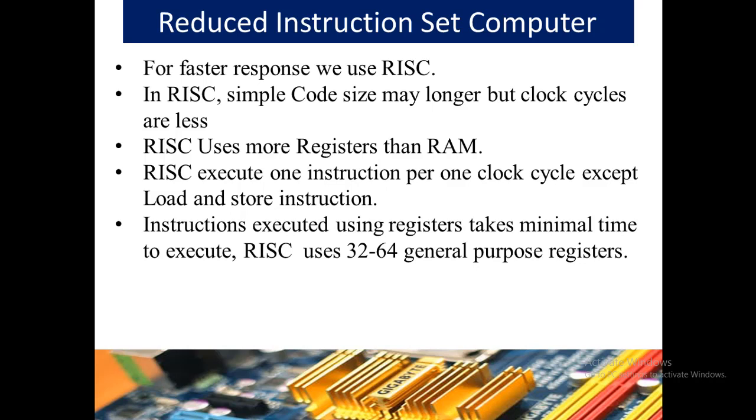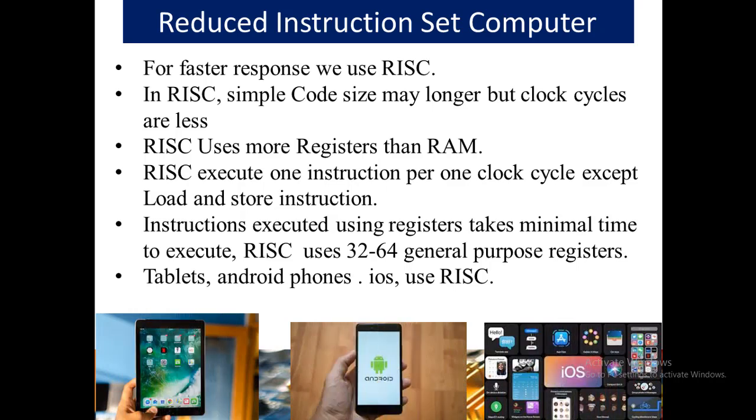Instructions executed using registers take minimal time to execute. RISC uses 32 to 64 general purpose registers when it has to perform complex tasks or lengthy calculations. But for a simple task, it normally uses 4 to 5 or 5 to 6 registers. Tablets, Android phones, and iOS devices use the RISC instruction set architecture.